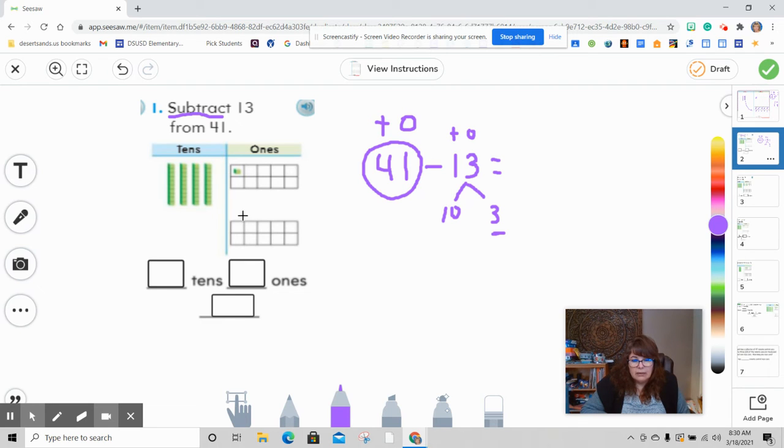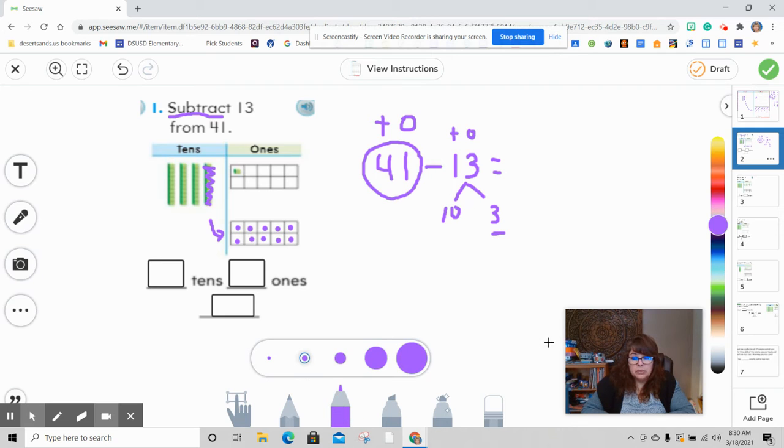Since I don't have enough, I'm going to move one of the tens and regroup it in the ones place, which means move it here. So now I go here and I say, okay, let's regroup it. 1, 2, 3, 4, 5, 6, 7, 8, 9, and 10. Remember, it has to be an equal amount. So now I can take away the 3.